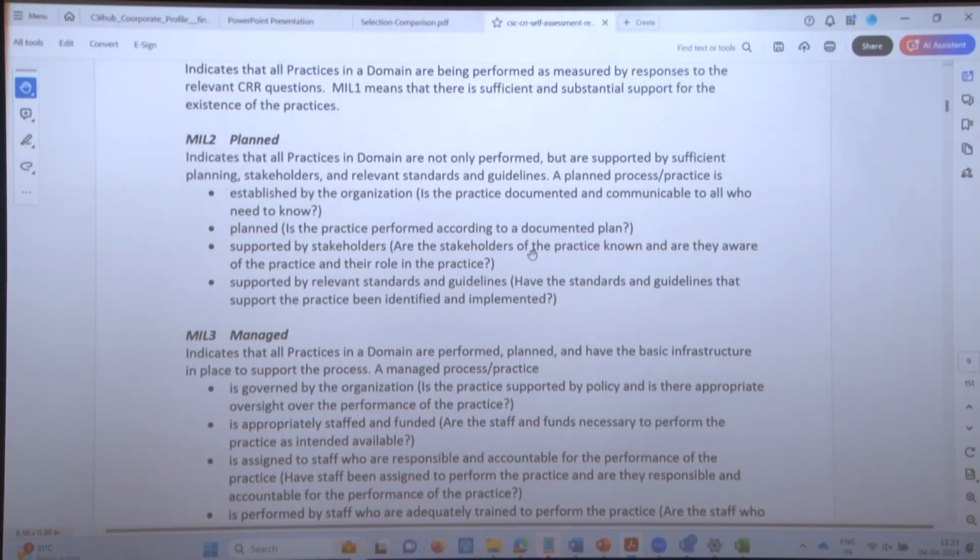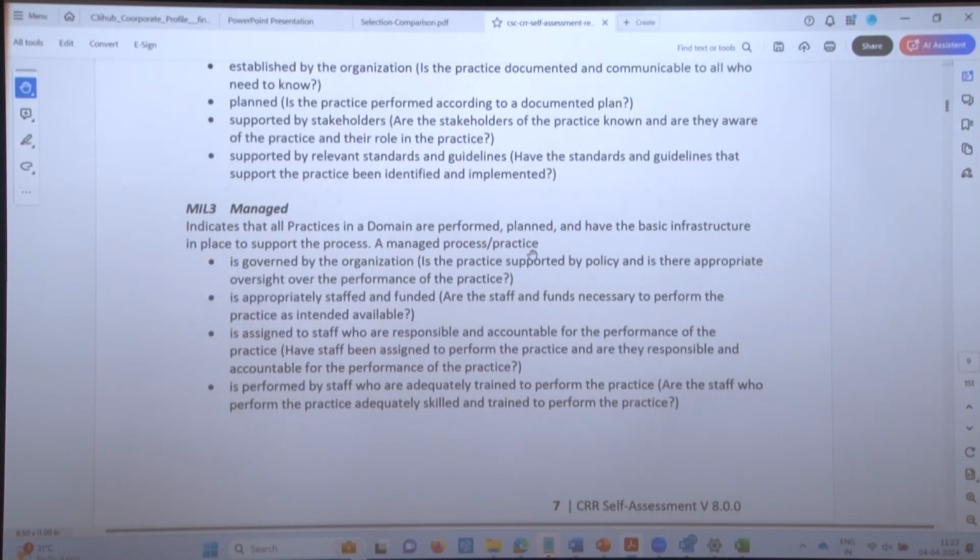Then the next one is the managed. To be managed, you have to do all the practices, plus everything has to be documented, planned, stakeholder communicated and so on. On top of that, this particular maturity level talks about governance. So, is the practice supported by policy and appropriate oversight over performance of the practice?